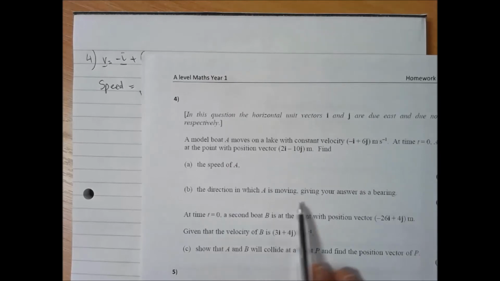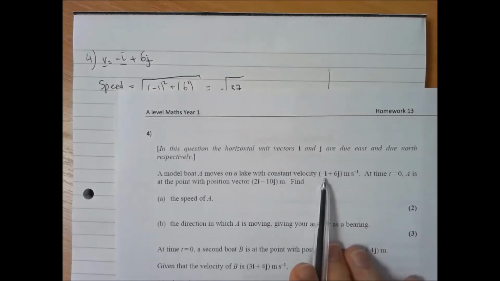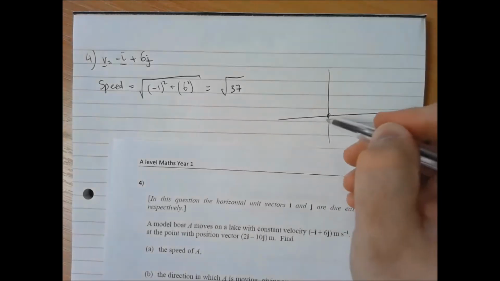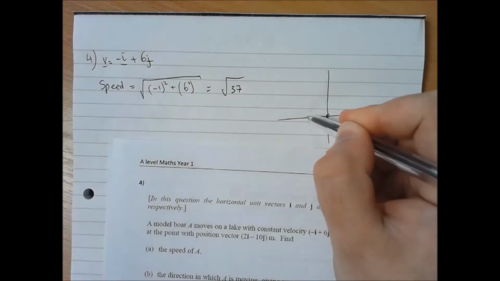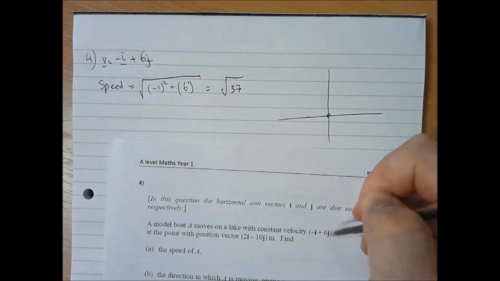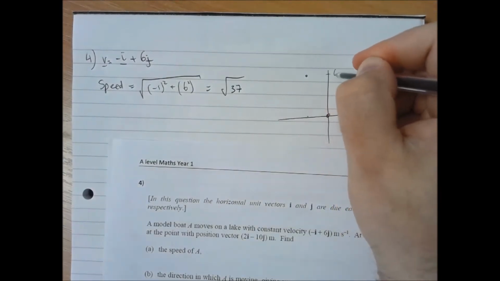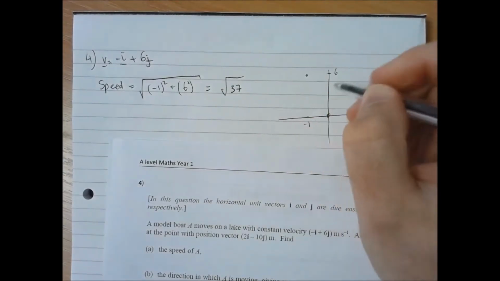The direction in which A is moving, giving your answer as a bearing. This is really important to start drawing this. So I'm just going to draw, let's just assume it's here. Its velocity, that tells us how it moves. It's moving minus 1, so that's 1 to the west. And then it's moving 6j, so this is north 6, so it's moving up to here. So this is 6, this is minus 1.